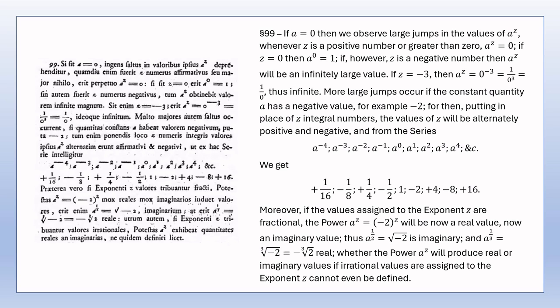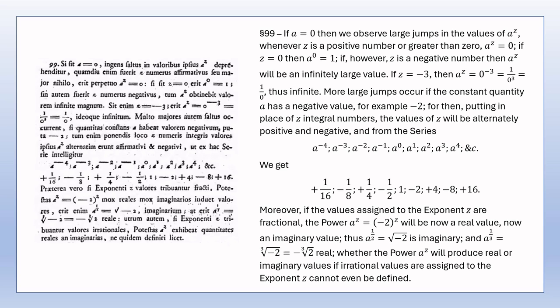We also see that for negative values of z, Euler says that 0 to the power of z will be an infinitely large value. In modern mathematics, the symbol 1 over 0 is often, though not necessarily always, considered undefined. It's possible that by saying that 0 to the power of z will be an infinitely large value, this is Euler's way of saying that it is undefined, but using the terminology available to him at the time.